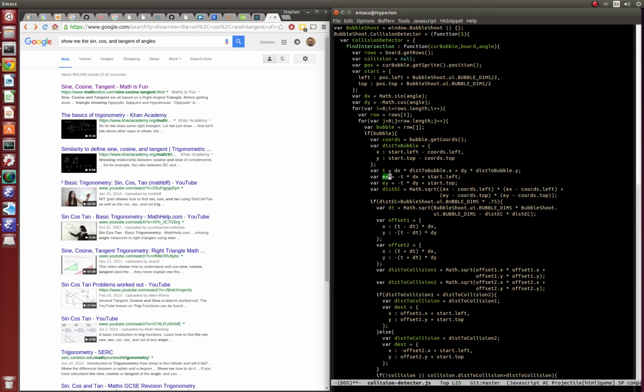So this is the rate of change, I guess, for x. This is the rate of change for y, right? Well, it's not the rate of change. This t actually is the distance from here to there, the hypotenuse. T is the distance. This is the magnitude of the hypotenuse.